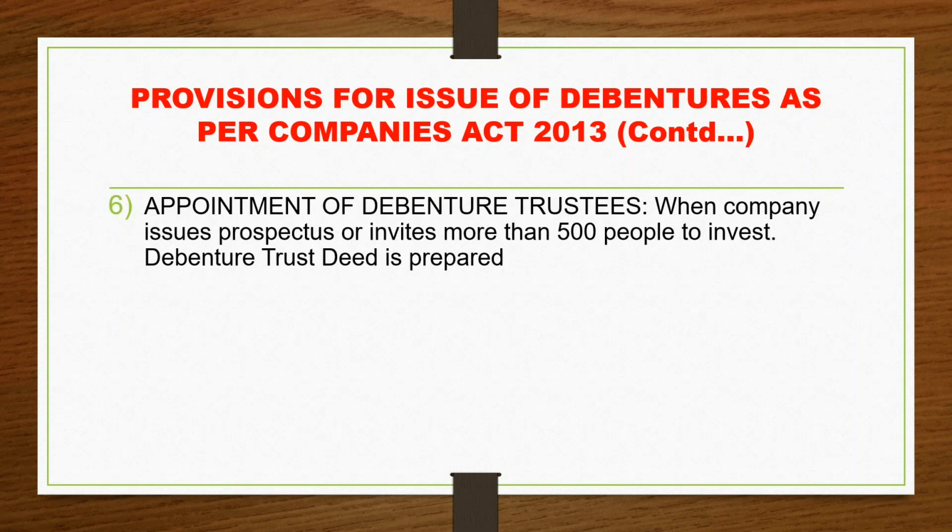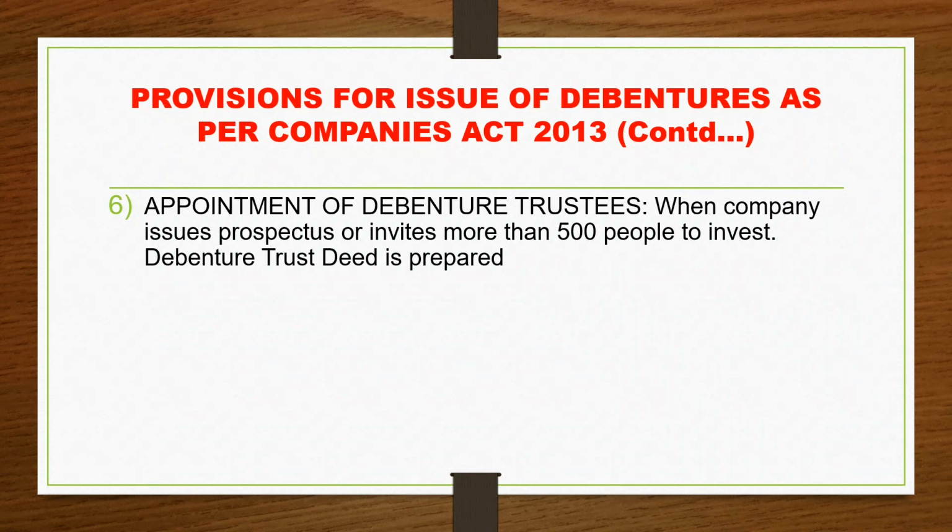Appointment of debenture trustees. When a company issues a prospectus or invites more than 500 people to invest, a debenture trust deed is prepared. This trust deed is prepared between the company and the trustees. The trustees might be banks, financial institutions, or any such organizations entitled to become debenture trustees. The debenture trust deed contains the terms and regulations regarding the issue of the debentures.